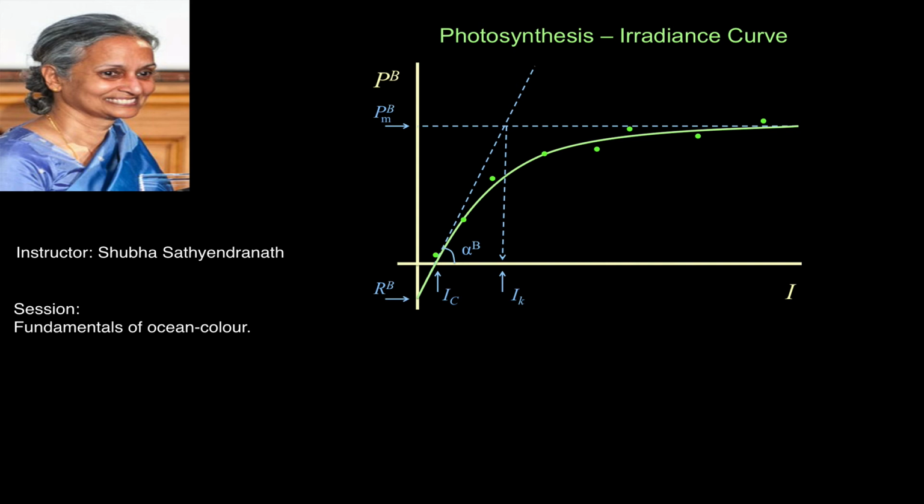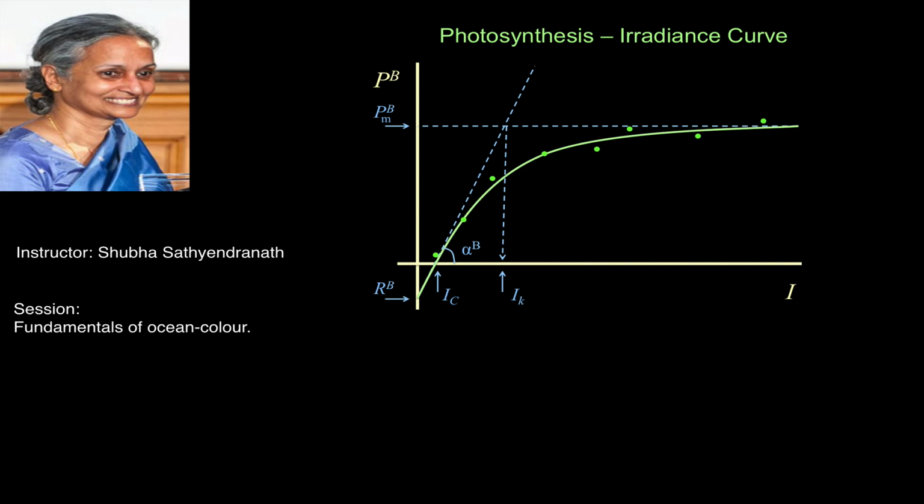And the independent variable here is light. Light is driving photosynthesis. So that's a variable. The production is the response. So that's a dependent variable. The parameters here are those quantities that determine a specific curve out of a family of curves. That's one way to think about it.